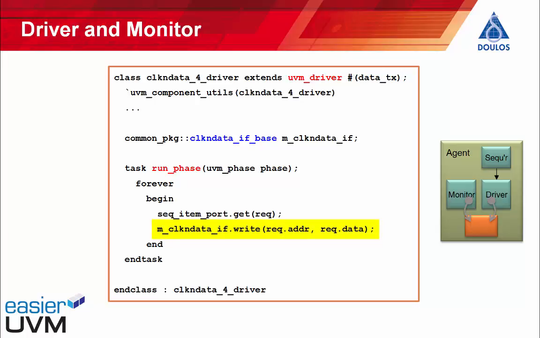So here you can see the call to mClockandDataInterface.write, passing the address and the data that were picked out of the transaction object. So this is the driver code, and we'd use a very, very similar style within the monitor code. Now let's move up and look at the actual concrete object that's going to be used to access the SystemVerilog interface, and which this variable mClockandDataIF will end up referring to.